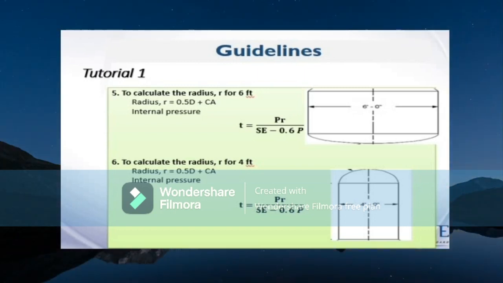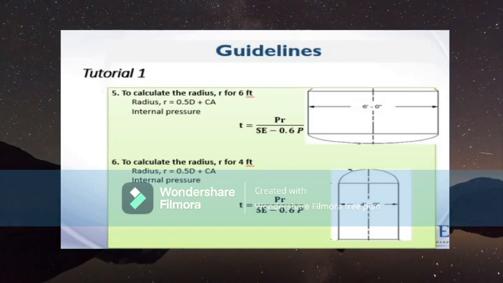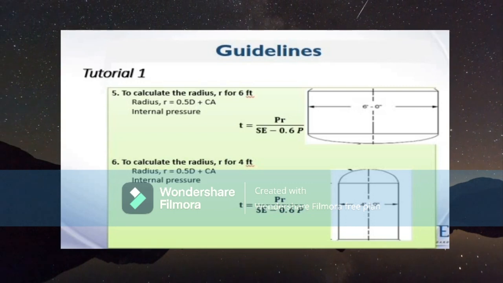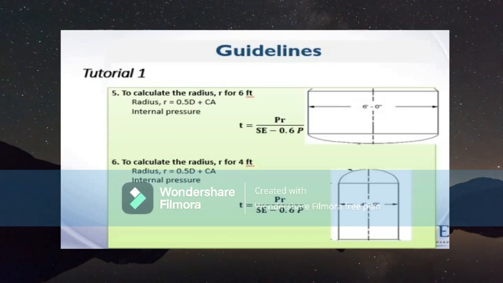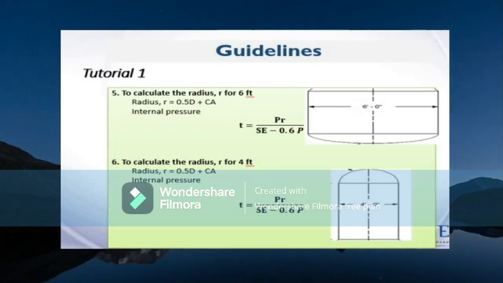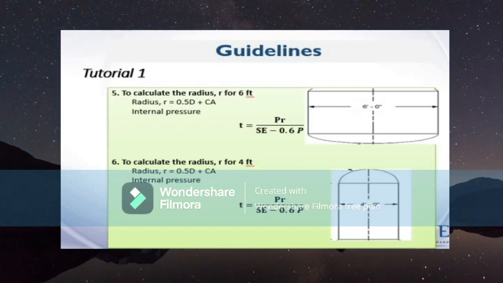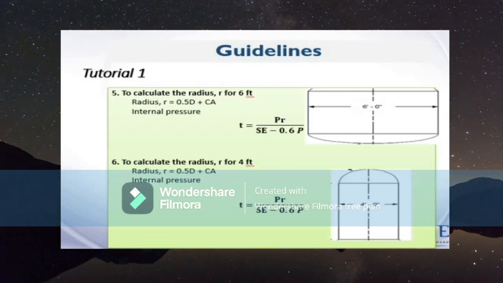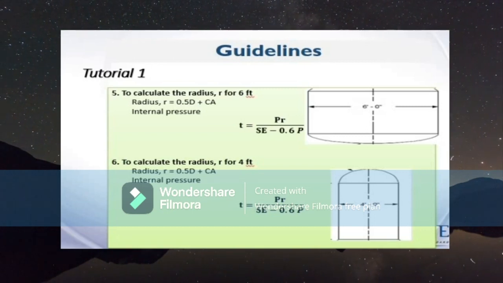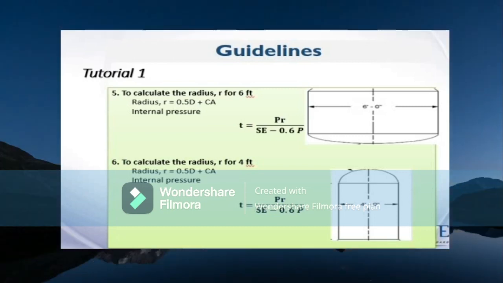5. For the 6 feet 0 inches shell, calculate R, including corrosion allowance. R equals 0.5 times D plus corrosion allowance, which is equal to 0.5 times 72 plus 0.125. T equals pressure times radius divided by stress times efficiency minus 0.6 times pressure.